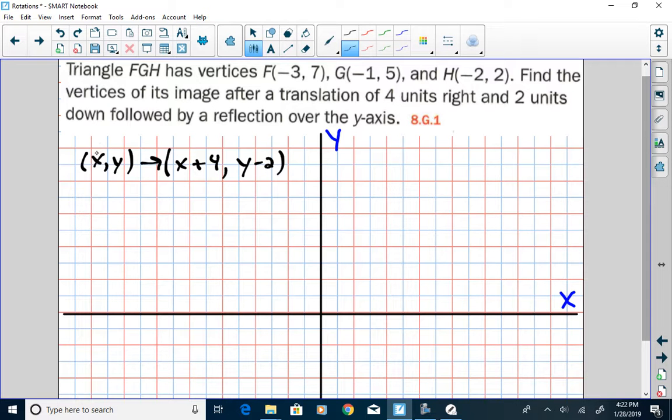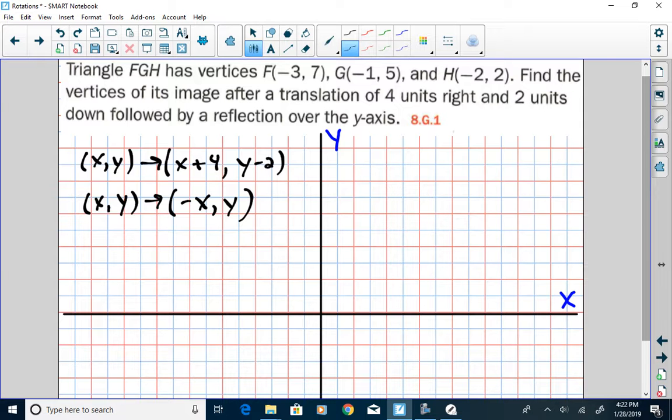That's the translation, and then the reflection, (x, y) goes to... The reflection over the y-axis means that the y value stays the same and the x value becomes its opposite. So that's going to be (-x, y). All right, so let's use those two rules to generate the image points.